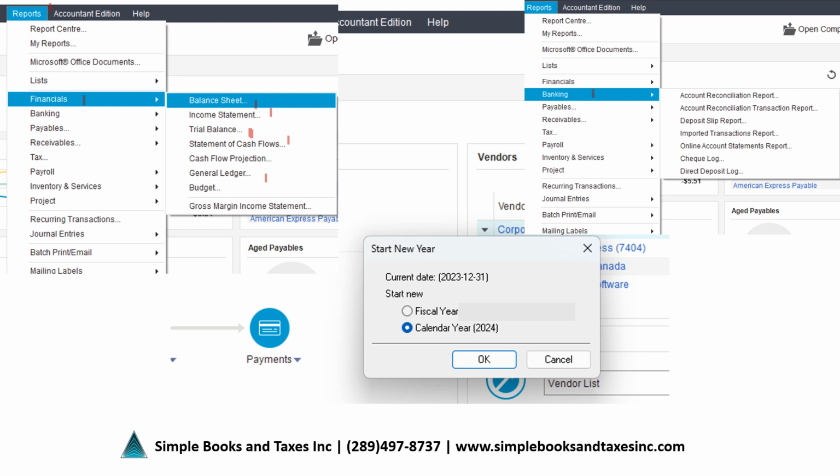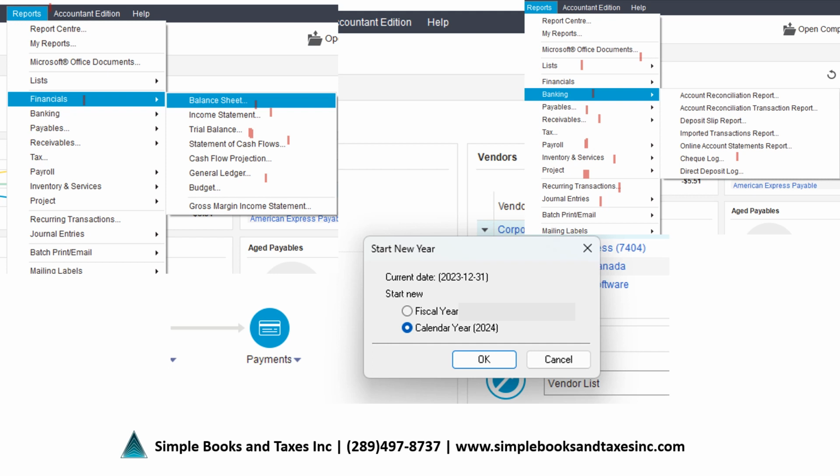Now we can go to banking, check logs, list, and we can have the chart of accounts of this year, payables, vendor aged, receivable, customer aged, payroll, all reports for payroll, including the T4 slips, projects and inventory if you have any, recurring transactions, of course, journal entries for all accounts for the whole year.